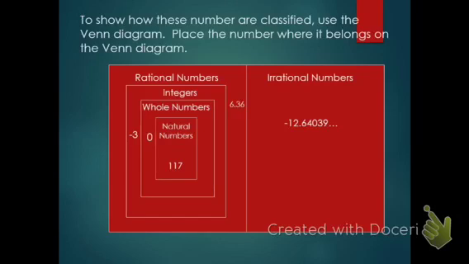Now to the very far right, you see negative 12.64039 with those 3 dots behind. Those 3 dots indicate that it's continuing. It's not terminating, but because it does not repeat in a determined pattern, then it's irrational.